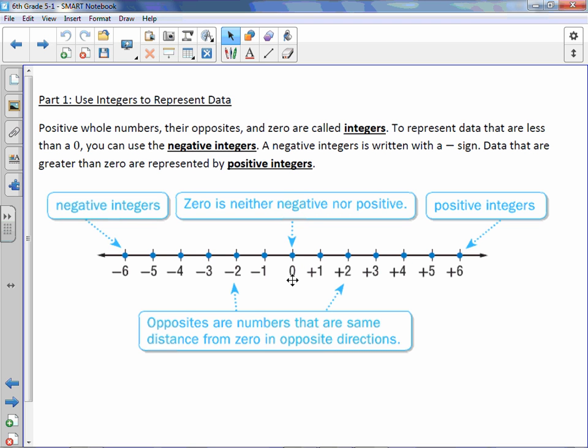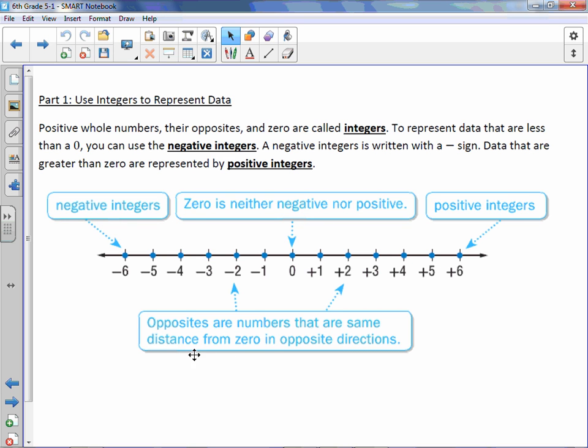Zero is neither negative nor positive. It is neutral. So on a number line, we have 0, to the right are positive numbers, and to the left are negative numbers. And these are all integers.